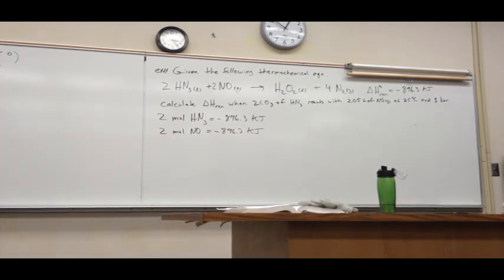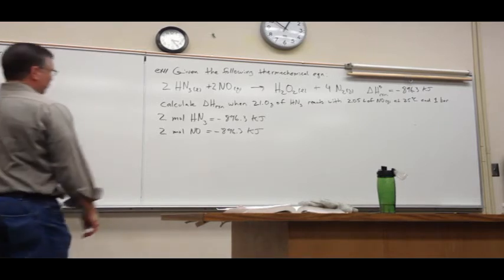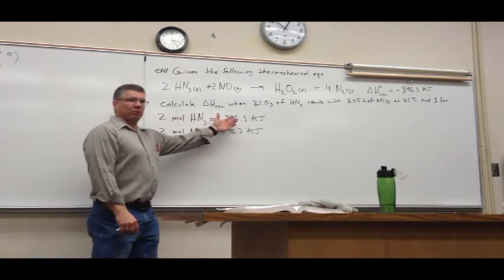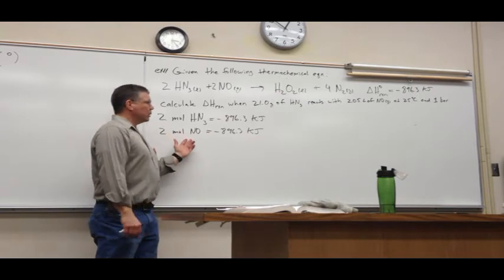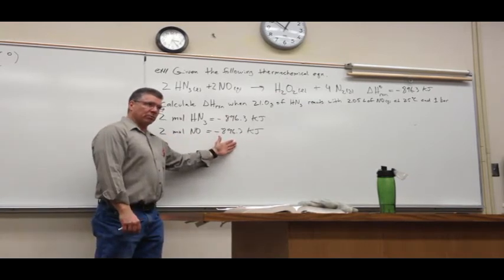Guys see that? That's what that thermochemical equation tells us. So what that means is, okay, these are conversion factors. For every 2 moles of hydroxylic acid, we make this many kilojoules. For every 2 moles of nitric oxide, we make this many kilojoules.